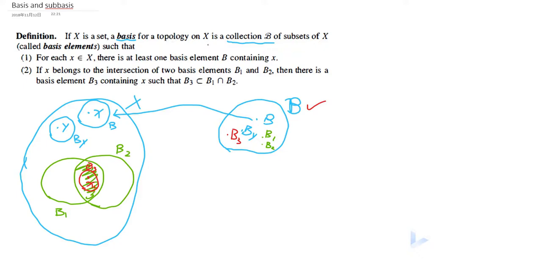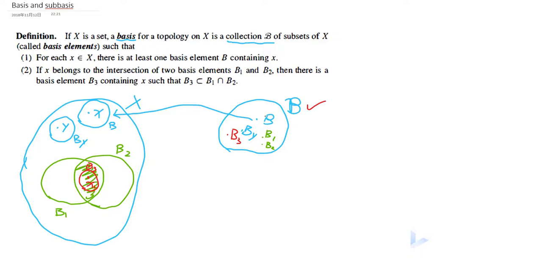So for some problems, we may not be able to directly find the topology of the set X, but we can build the basis at first. Then we can use this basis to create or to generate the topology. So that means if we cannot directly get the topology, then we can build the basis at first, then use the basis to build the topology.